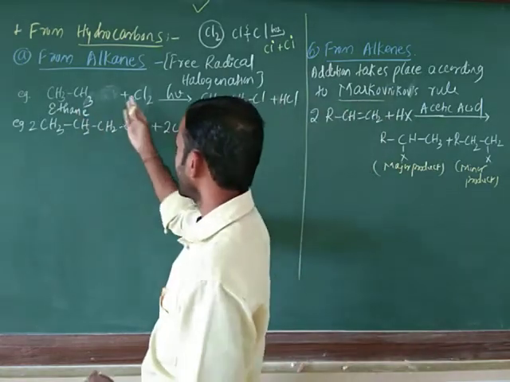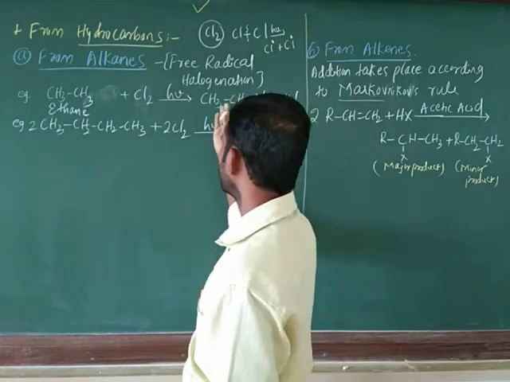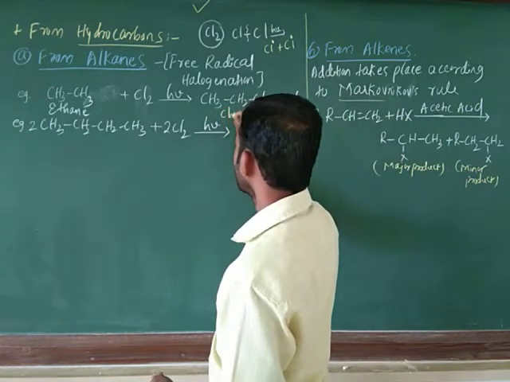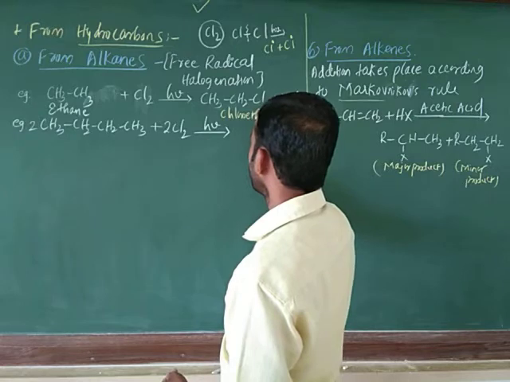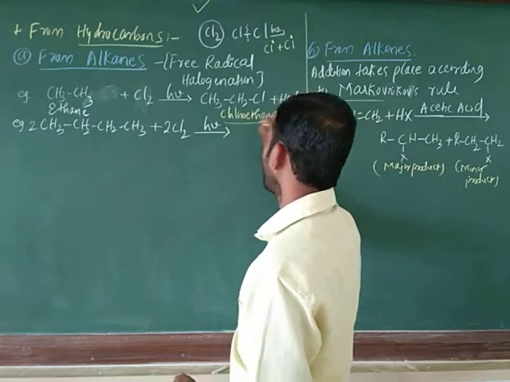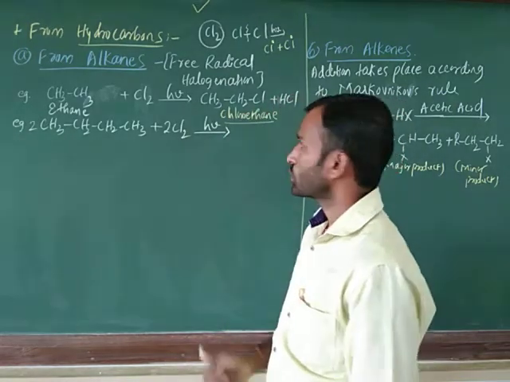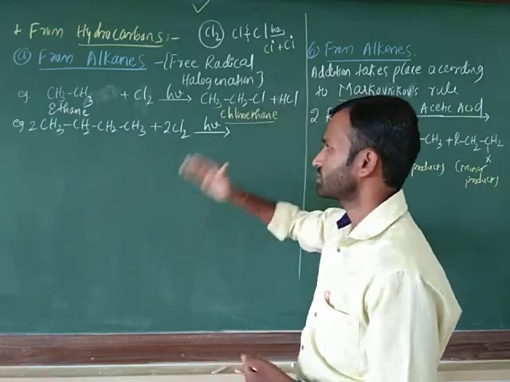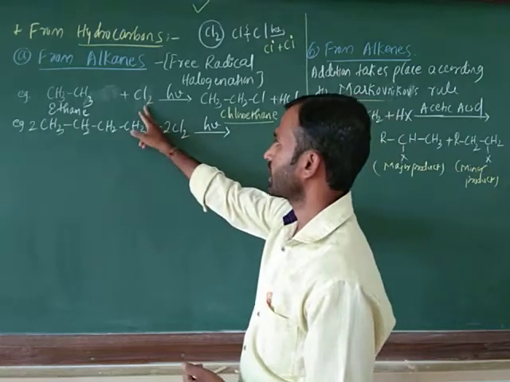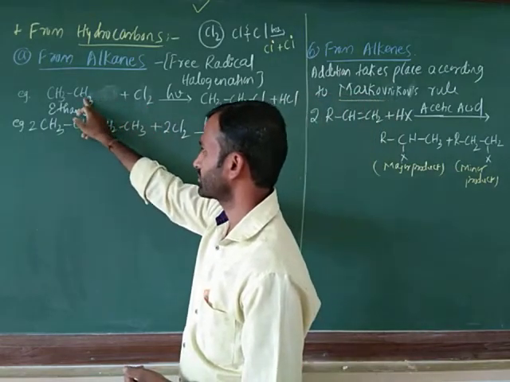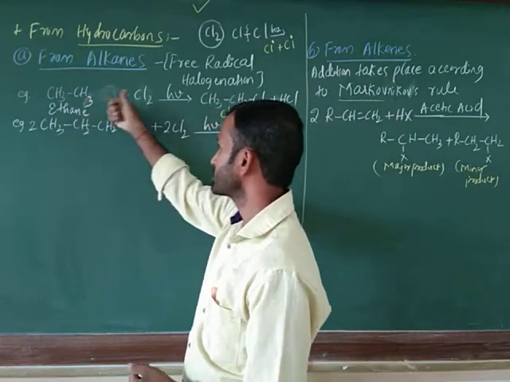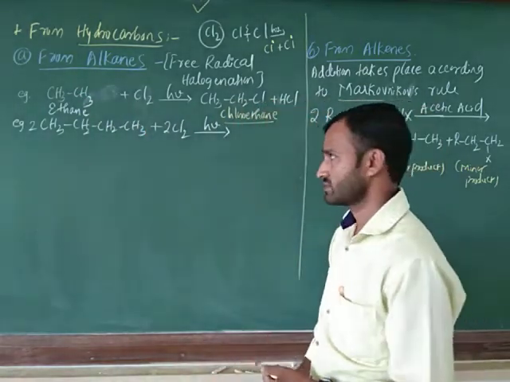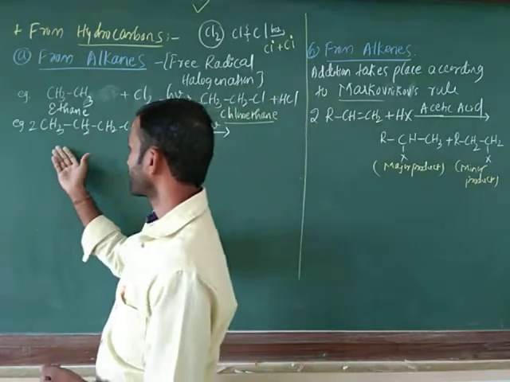This ethane can react with Cl2 in the presence of hv. The product formed is chloroethane, which is the IUPAC name. Our aim is the preparation of alkyl halide, so this acts as the alkyl halide, plus release of HCl. There are 2 Cl atoms: 1 Cl is going to attack this carbon, and 1 hydrogen reacts with this free radical chlorine, forming HCl.